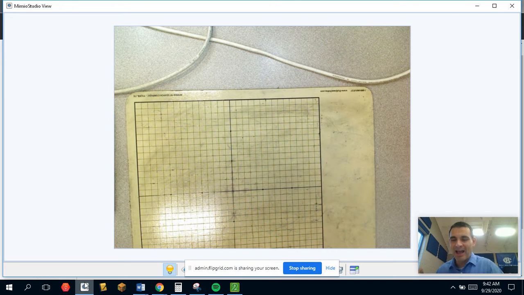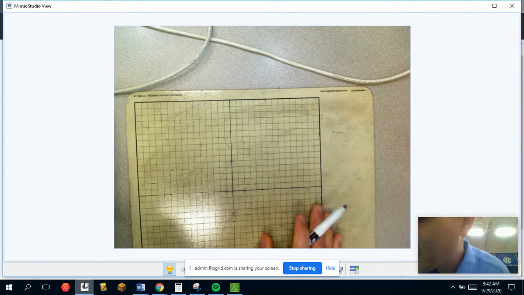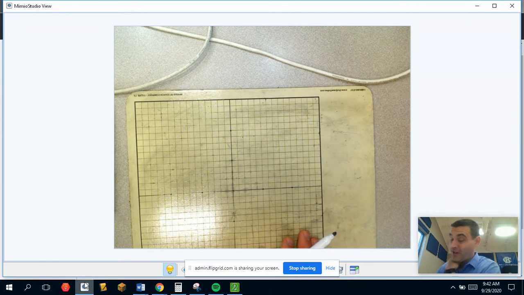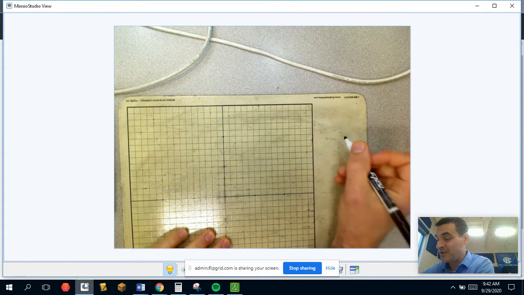Okay, we're going to graph a line here. When you graph a line, all you need is really two things. You need to know where the line is and how steep it is. And that's pretty much it.